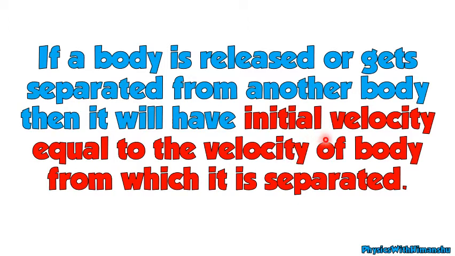I'll explain how, but please write this line in your copy: if a body is released or gets separated from another body, then it will have initial velocity equal to the velocity of the body from which it is separated. Okay, please write down this line in your copy.